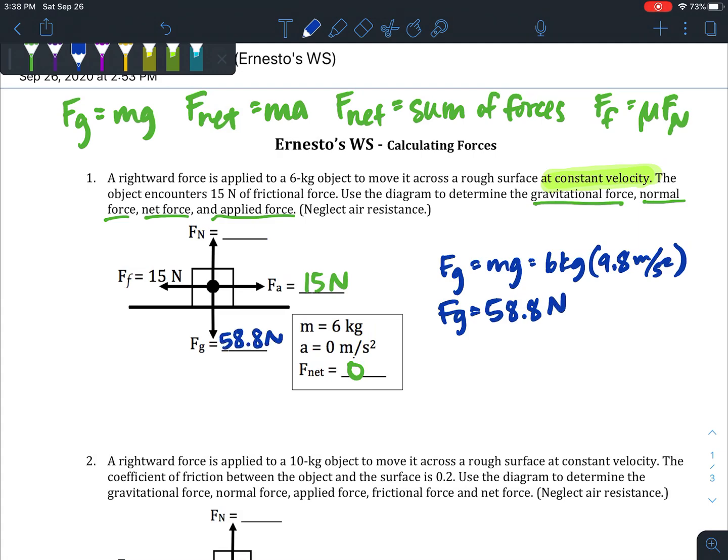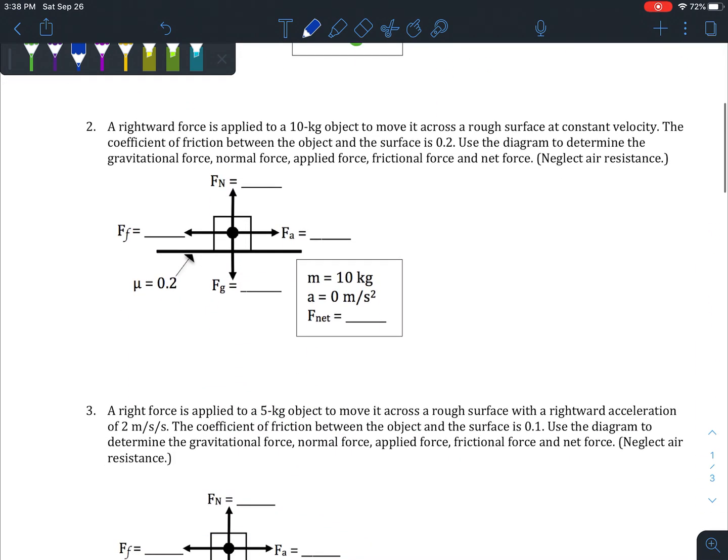And then again, I know that net force is 0. All my forces have to balance. So that means my normal force also has to be 58.8 newtons. Okay, so let's go back and make sure we answered everything. We did force of gravity, we did normal force, we did net force, and we did applied force. So we have finished this problem. Number 2, just a hint, also says it's at constant velocity. So think about what that means for net force when you start solving.